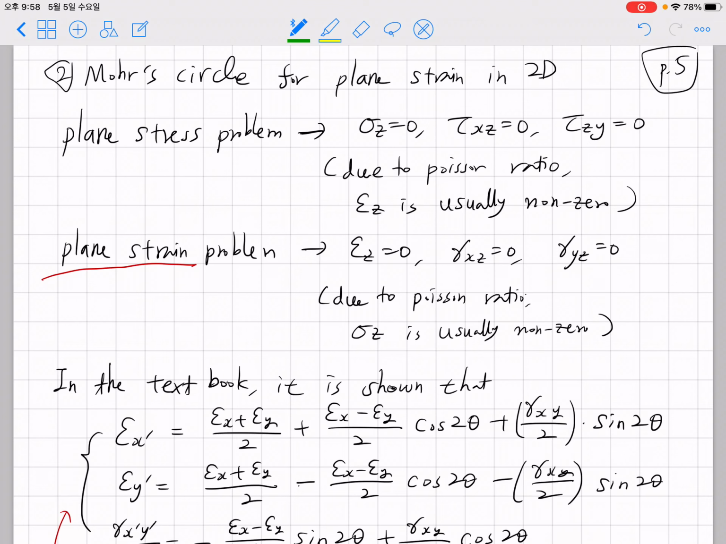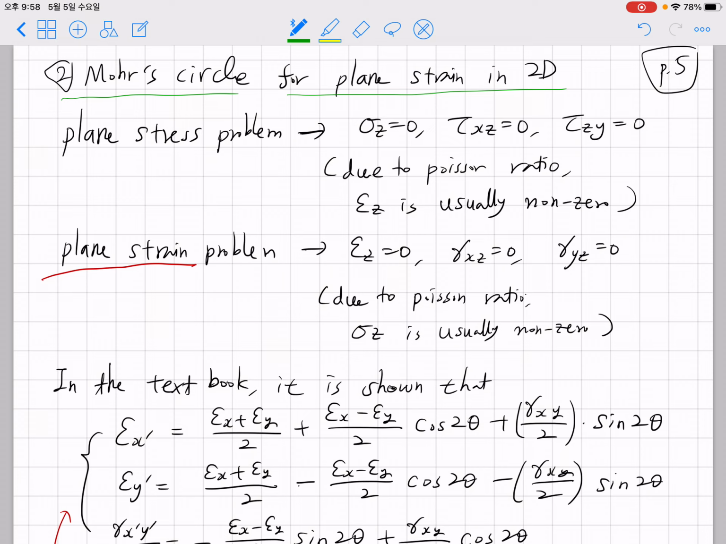As the second topic of today, let's discuss Mohr circle for plane strain problem. Until now, we considered plane stress problem and Mohr circle for stress and stress transformation. Now we'll consider the special case, plane strain problem, and we'll consider Mohr circle for strain and the transformation of strain. So let's first define what plane strain problem is.